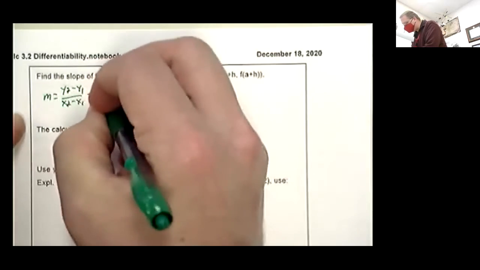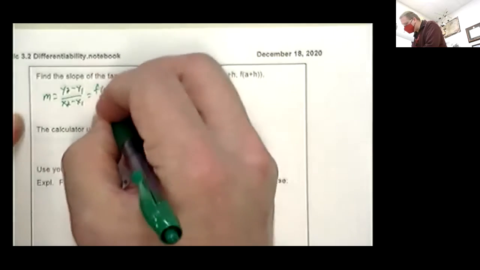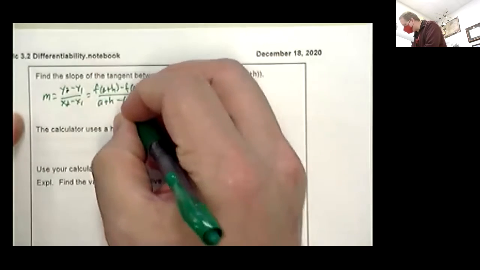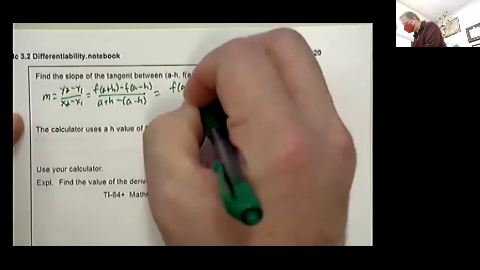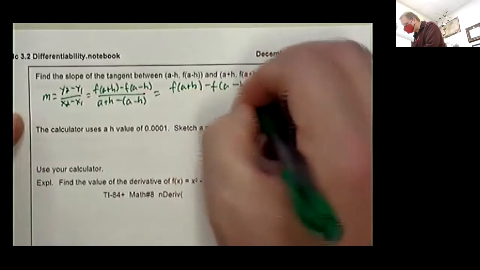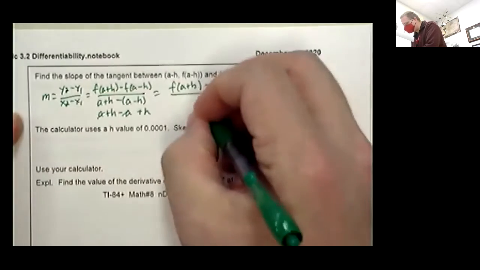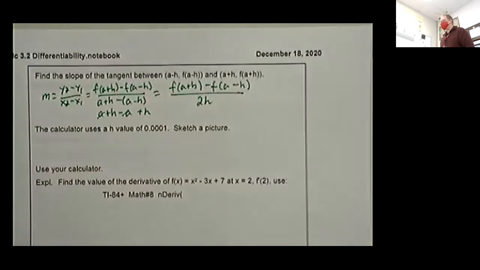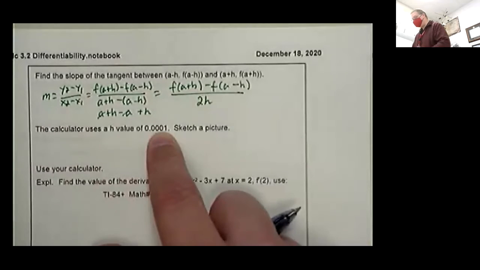And we have f of a plus h minus f of a minus h, all over a plus h minus the quantity a minus h. What we're going to get is f of a plus h minus f of a minus h, all over, and then what happens? We get a plus h minus a plus h, minus the negative. The a's cancel, and we actually get 2h. And so this is actually the formula the calculator uses to find derivatives. The calculator uses an h value of 1 ten-thousandth.